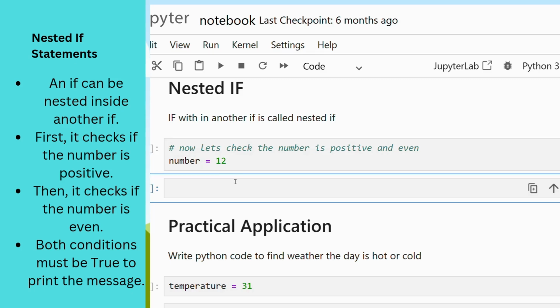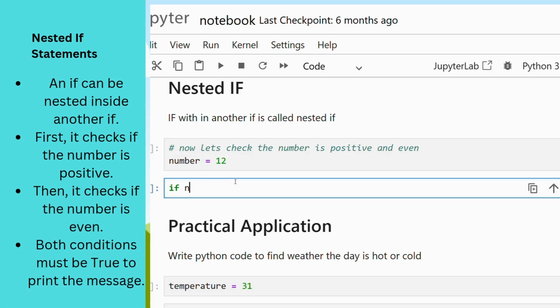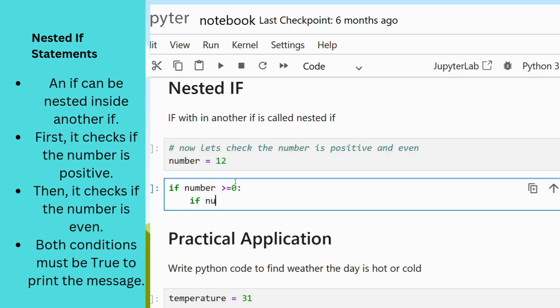Nested if statements. An if can be nested inside another if. First, it checks if the number is positive. Then, it checks if the number is even. Both conditions must be true to print the message.